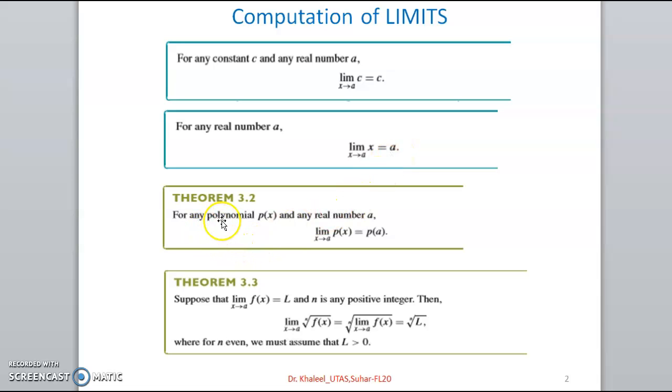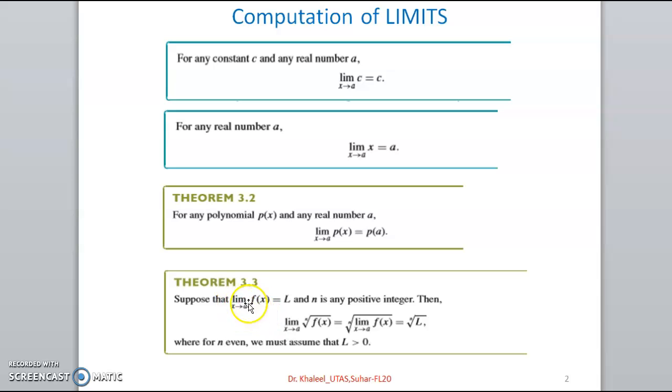Then the limit of a polynomial function. Note that there is no denominator here, it is not a rational function. The limit of a polynomial function means you just substitute x equal to a and you get the answer, that is, the limit of p(x) becomes p(a). That means we substitute x equal to a in the polynomial to get the limit.